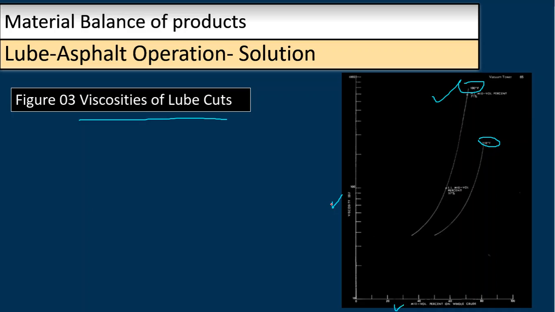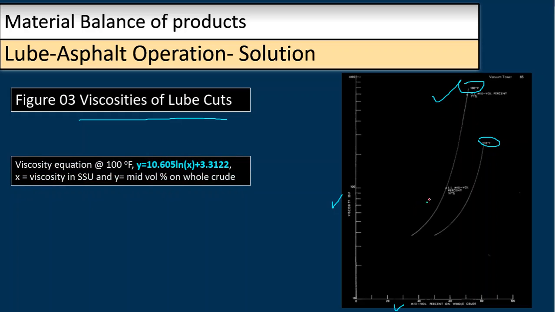So the y-axis is given, and in our case we have to find out the x-axis. Similarly, we can convert this graph, this line, into an equation, and this is the equation: y equals 10.605 ln x plus 3.33, where x is the viscosity and y is the mid volume percent on the whole crude. So we have to find out the y for the given x value.